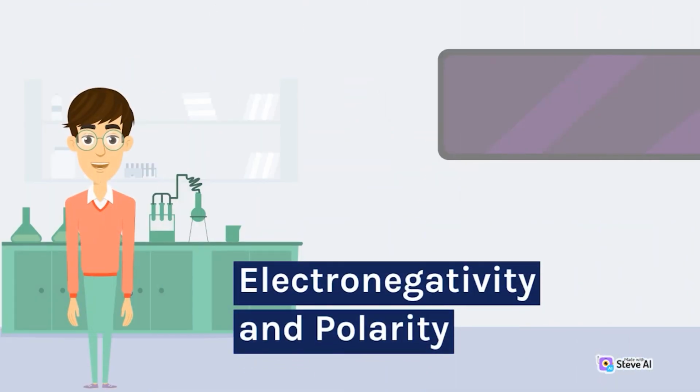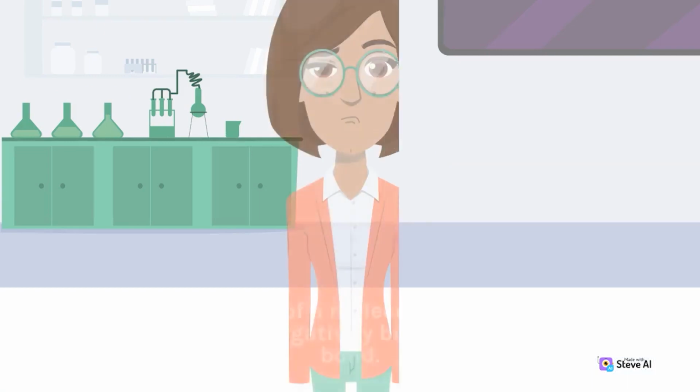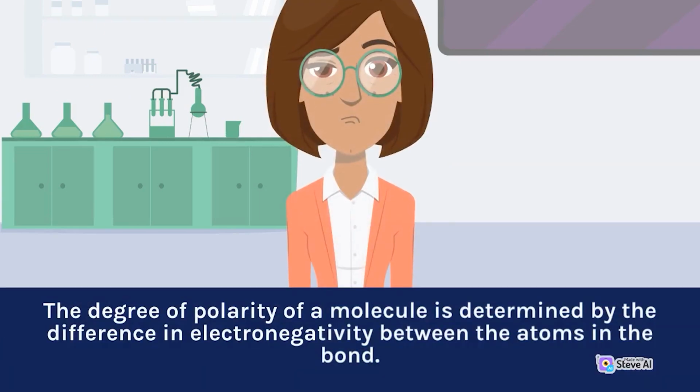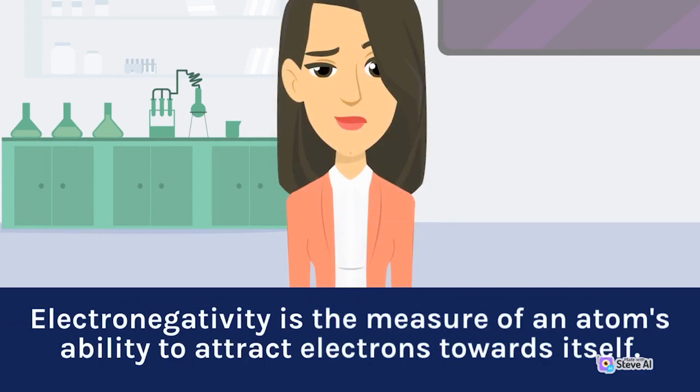Electronegativity and polarity. The degree of polarity of a molecule is determined by the difference in electronegativity between the atoms in the bond. Electronegativity is the measure of an atom's ability to attract electrons towards itself.